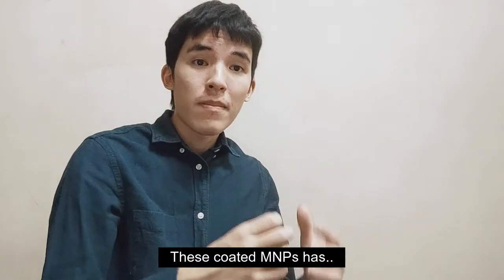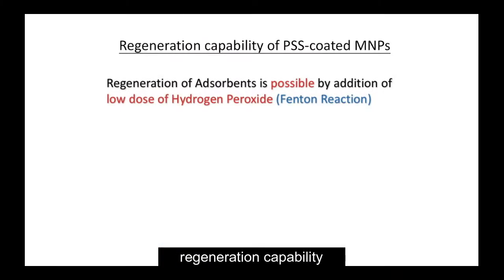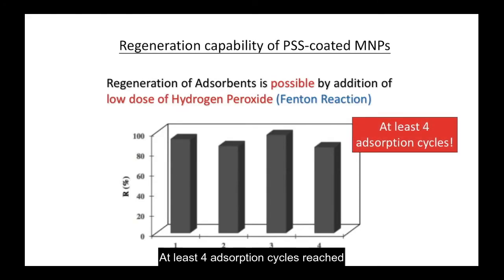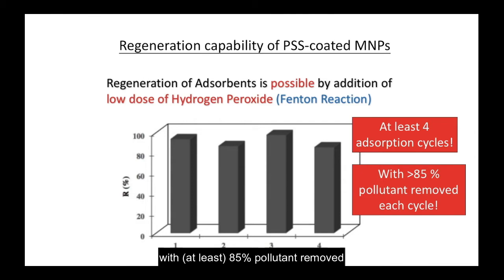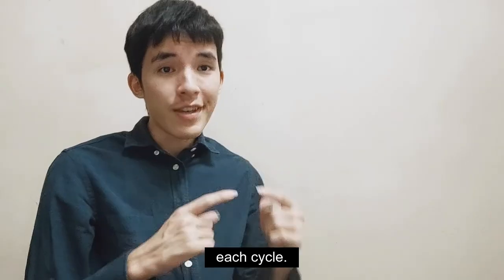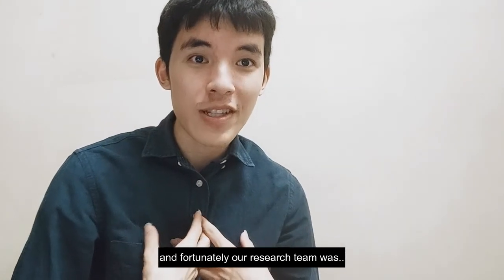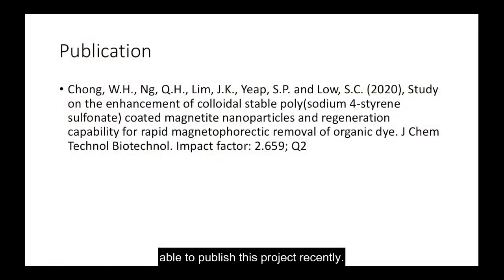This coated MNP has regeneration capability, and it is made possible by the addition of a really low dose of hydrogen peroxide, which induces the Fenton reaction. At least 4 adsorption cycles are reached with 85% pollutant removed each cycle. This is very practicable and feasible in economical applications. Fortunately, our research team was able to publish this project recently.